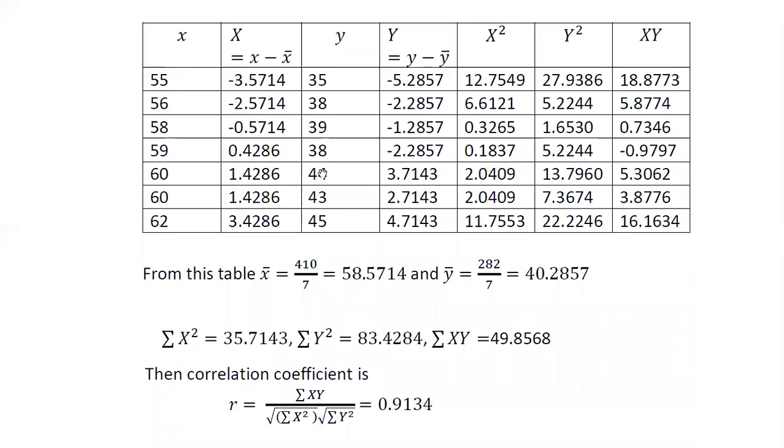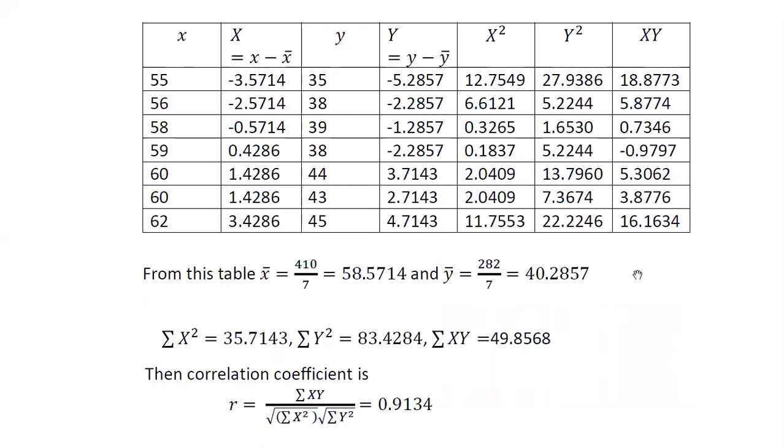So add all these given values of y divided by 7, n. So y bar is equal to 40.2857. After that, calculate the value of capital X, that's equal to x minus x bar. Find the value of capital Y, which is equal to y minus y bar. Find the values of capital X square, capital Y square and capital XY.